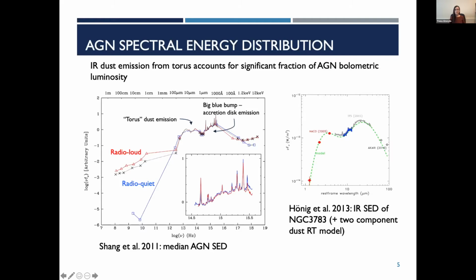So this dusty torus is one of the major obstacles to studying this supermassive black hole growth phase, because as mentioned in the previous talk, it obscures our observations of the light from the accretion disk and the broadline region. And this dusty region also contributes a significant fraction of the AGN's infrared luminosity and acts as a fuel supply for the supermassive black hole. So for these reasons, it's important to understand the properties of these obscuring infrared dusty structures.